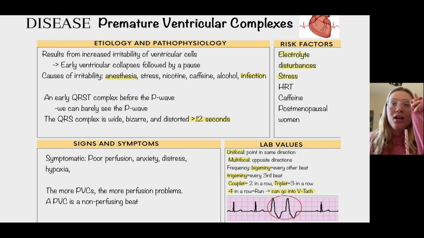Okay. And that's why it's really important to monitor these patients, because whenever they're having a PVC, they are not perfusing. Okay. So just kind of keep that in mind.